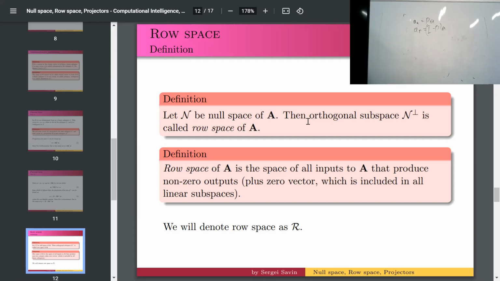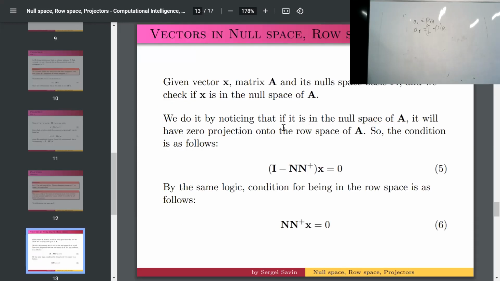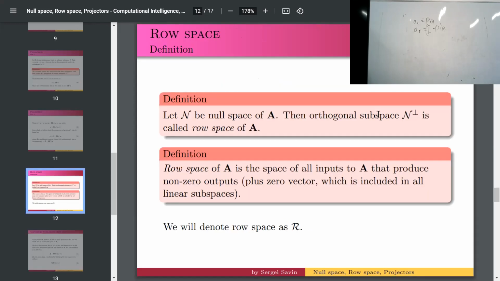Let's unpack it. I will see if I have a next slide unpacking it. No, I don't. So let me try to unpack it on the blackboard. I suspect that we will have the same argument on the slides soon, but let's just go through it on the blackboard.